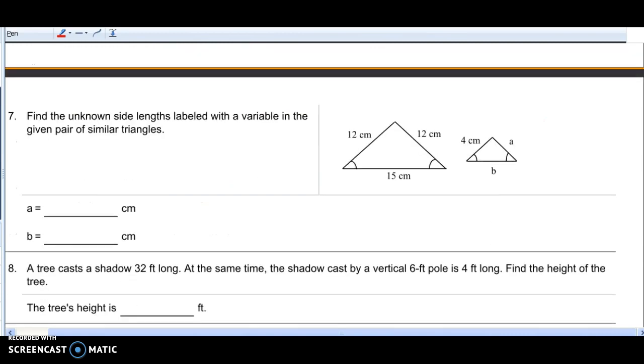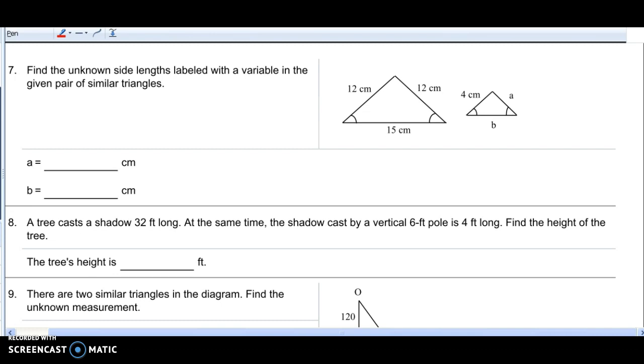Okay, here we've got similar triangles, and if we remember, in similar triangles, the sides are in proportion. So side 12 is in proportion to 4. This 12 is in proportion to A, and 15 is in proportion to B, so we could set up some simple proportions to solve that. 12 is to 4 as 12 is to A. Well, this one's kind of obvious. A has to be 4.